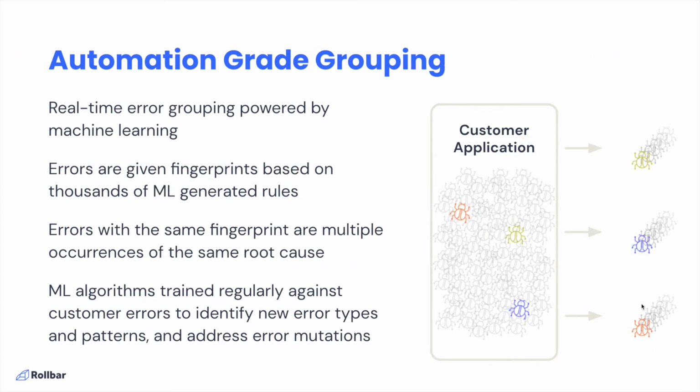All right, so automation grade grouping. This one is first, and I would say it's foremost. This is a relatively new development for Rollbar. The grouping engine that we do have is now powered by these machine learning generated grouping rules. Since we have access to such a large amount of error data, we're able to train these models on specific languages. Each language will generally have its own set of rules.